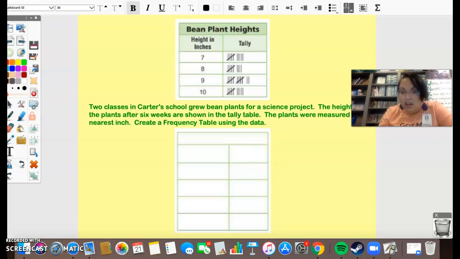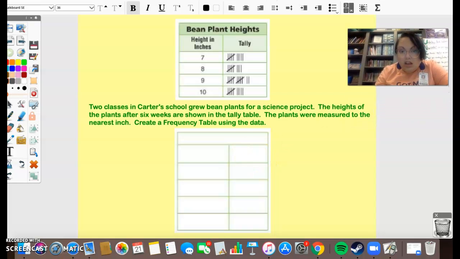Let's see. I'm sorry, I didn't read the directions. 2 classes in Carter School grew bean plants. The heights of the plants after 6 weeks are shown. The plants were measured to the nearest inch. And so it says to create a frequency table using the data. Oh, I see. Okay, I'm sorry.